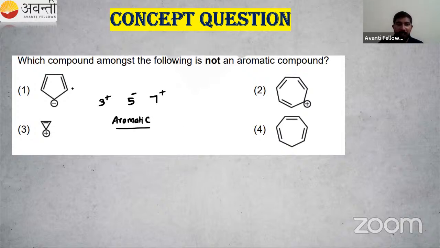JNV Rajkot students are again scoring. So this is our 5 minus. We know they follow all the conditions of aromaticity. So 3 plus, that is also correct. Then here it is 1, 2, 3, 4, 5, 6, 7. Okay, this is 7 plus.